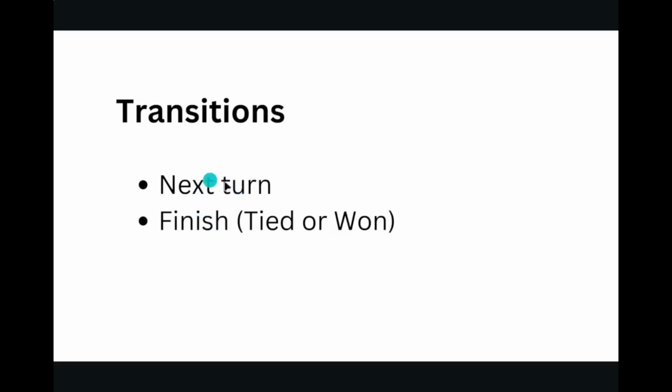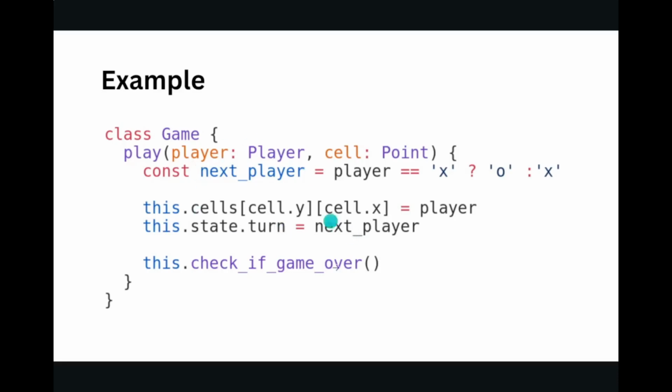So in this kind of tic-tac-toe game, we might have a next turn transition, and we'll probably also have a way to finish the game, so a way to transition to tied or won. So those are transitions. Now here's a code example of what that playing might look like.